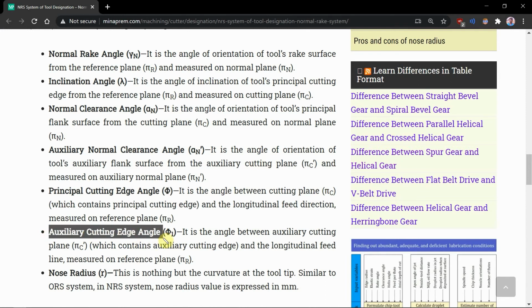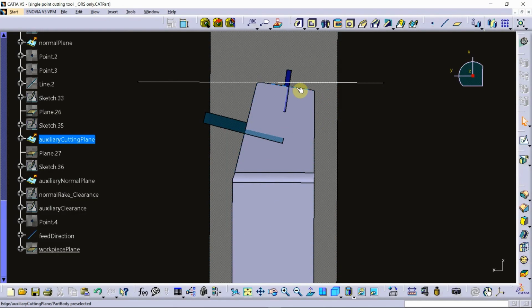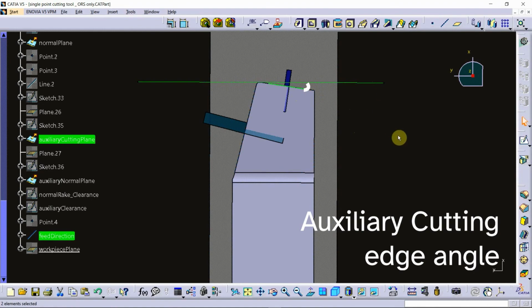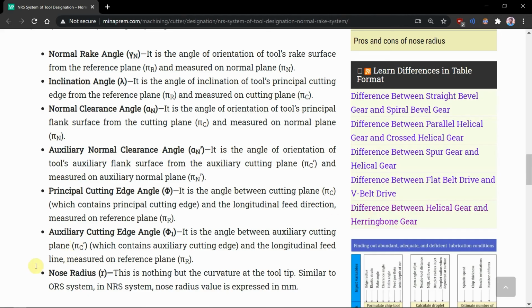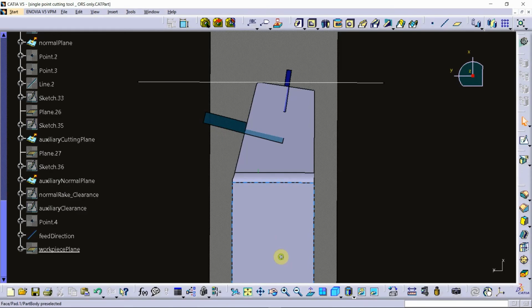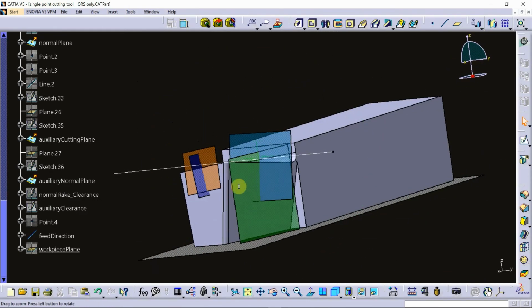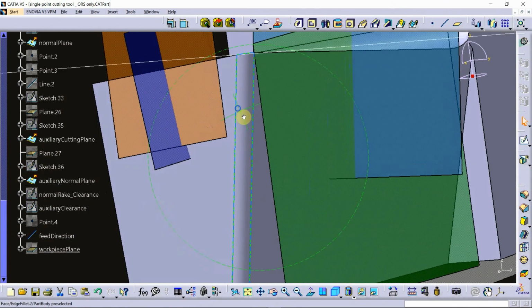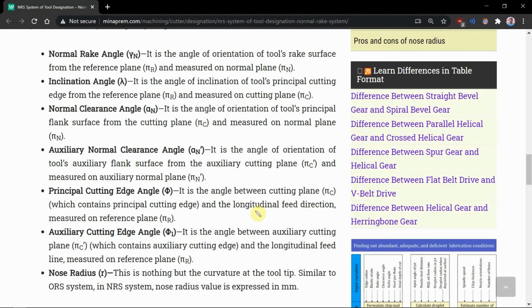And there is the auxiliary cutting edge angle. This is also the same, but the angle is between the auxiliary cutting edge, which is this one, and the longitudinal feed. This angle is called the auxiliary cutting edge angle. And there is the nose radius. This is nothing but the curvature of the tool tip. So the nose radius is this part. The radius of this fillet is called the nose radius. These are the planes and angles in an NRS system.